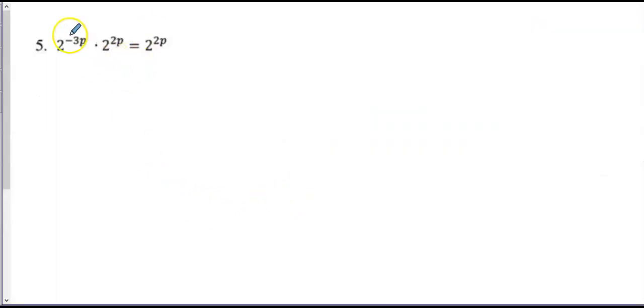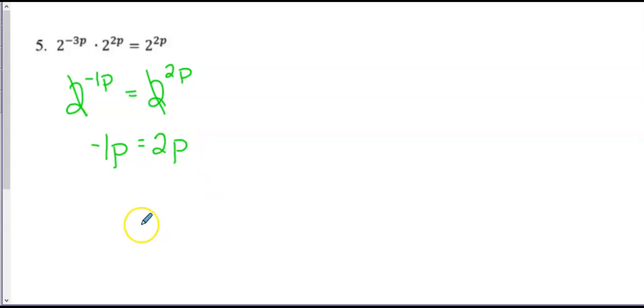Okay, number 5. So again, I have all 2's here. But on the left side, I don't have a base and an exponent isolated. So I need to combine my like terms here. So this would be 2 to the negative 3p plus p, 2p, that is negative 1p. So once I have that, I can cross these out and set this up. Negative 1p equals 2p, and then when I add 1p over here, I get 0 equals 3p, and then divide by 3, p just equals 0.